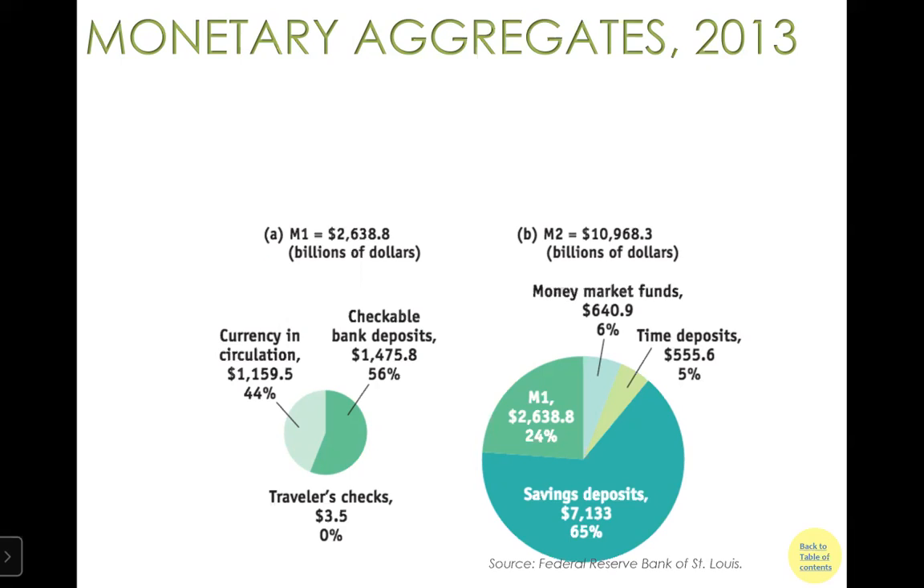Now we go to M2. And then what is M2? So first of all, M2 is a broader category. Okay, it includes M1. And furthermore, it includes saving deposit, which is money you have in your saving account, right?